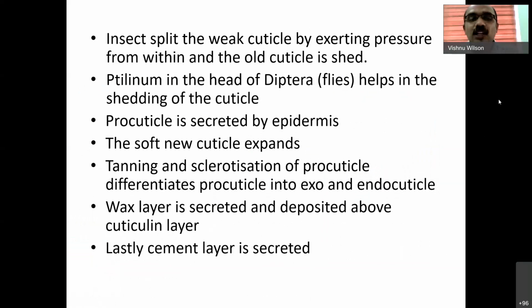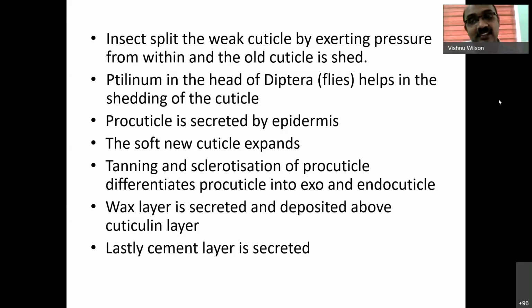So once the endocuticle is completely digested and the molting fluid is resorbed, as I told you, the insect will take in a huge quantum of air to exert pressure on the new cuticle, which is not sclerotized. Procuticle is formed, but it is not sclerotized, it is undifferentiated at that time. So exerting pressure on the integument will help in its growth, and it also helps in the shedding of the old cuticle, that is the ecdysis process.